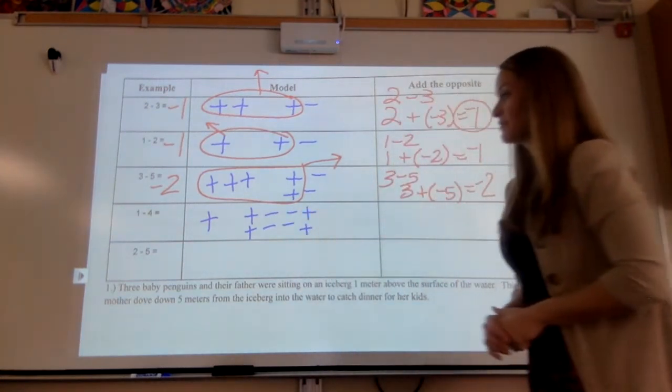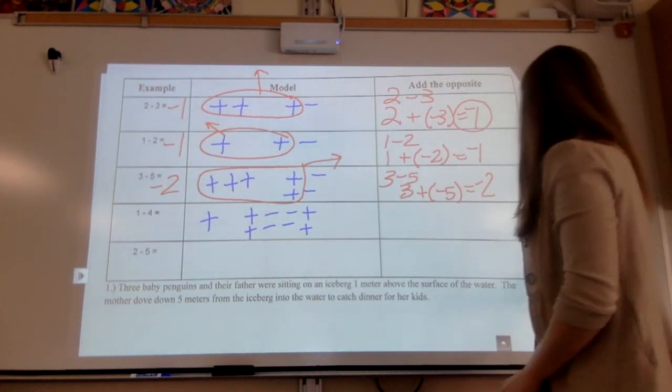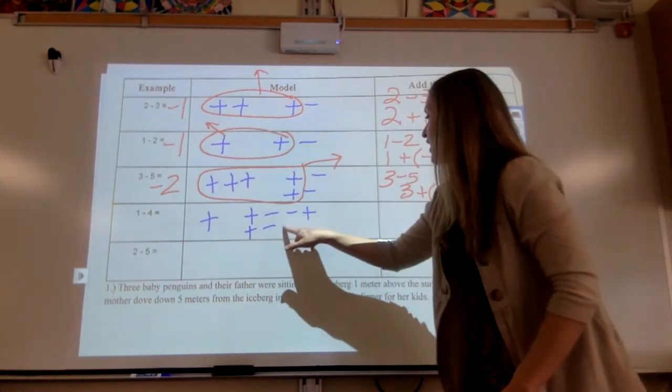How about now? Did I bring in one too many? Let's see, 1, 2, 3, 4. I brought in one too many. And sometimes that's going to happen when you're drawing, you get carried away.